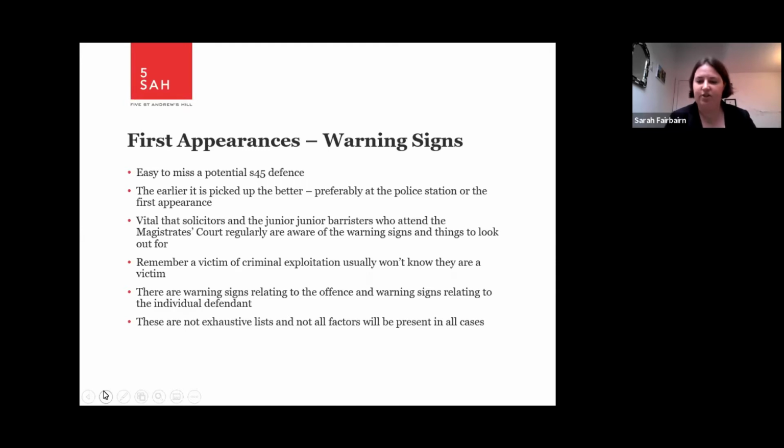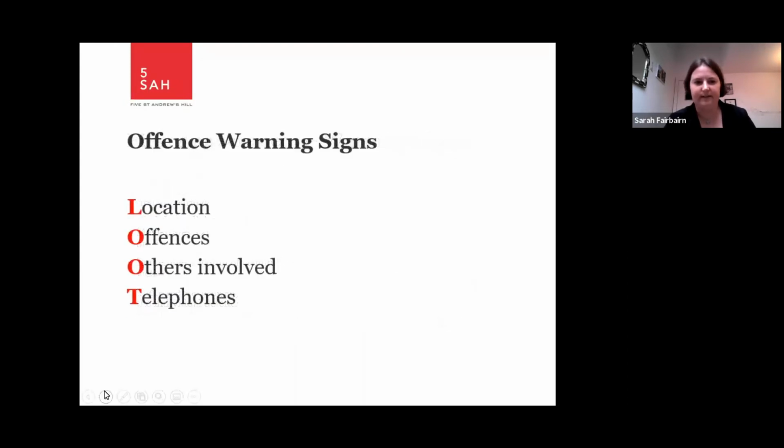One of the reasons why it's potentially tricky to spot the warning signs is because in most cases your client won't know they are a victim of criminal exploitation. They won't tell you they want to run this defence. It's not, for example, like self-defence, where you get a client who sits in the conference room with you and says, I want to run self-defence. So you need to read between the lines in order to pick it up. I'm going to move on shortly to deal with warning signs relating to the offence itself and also relating to the individual defendant. Now, these are a broad brush kind of overview. It's not an exhaustive list, and of course not all factors will be present in all cases, but it's some of the most common factors to look into.